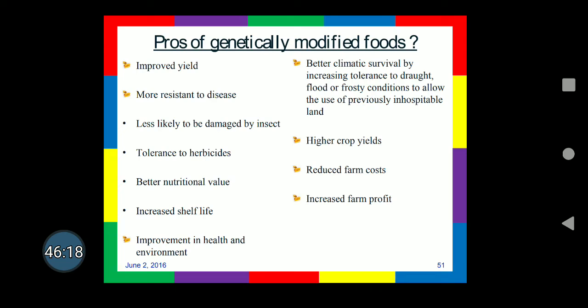The pros of the genetically modified food: it provides improved yield, more resistance to disease, less likely to be damaged by insects, tolerance to herbicides, better nutritional value, increased shelf life, improvement in health and environment, better climatic survival by increasing the tolerance to drought, flood, frosty conditions to allow the use of previously inhospitable land, higher crop yields, reduced farm cost and increased farm profit.